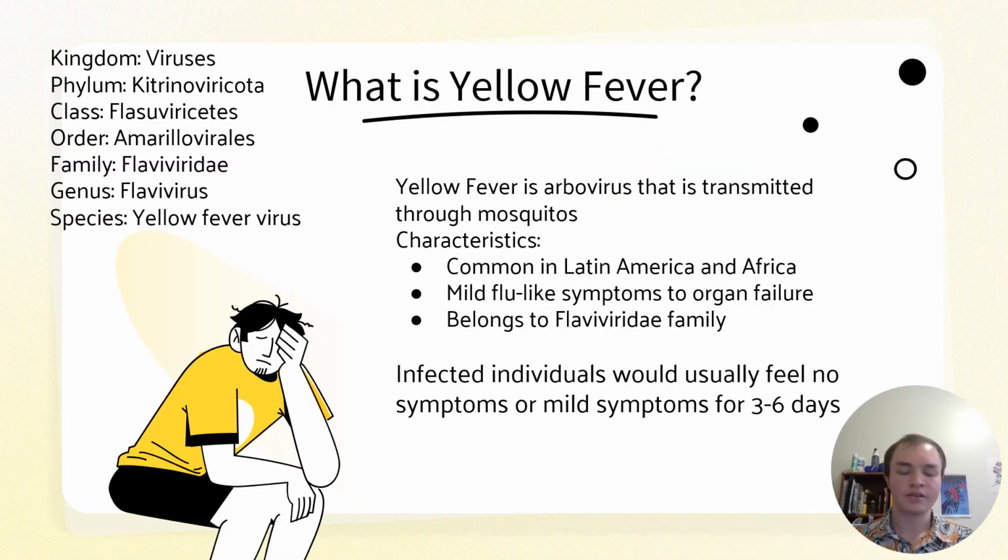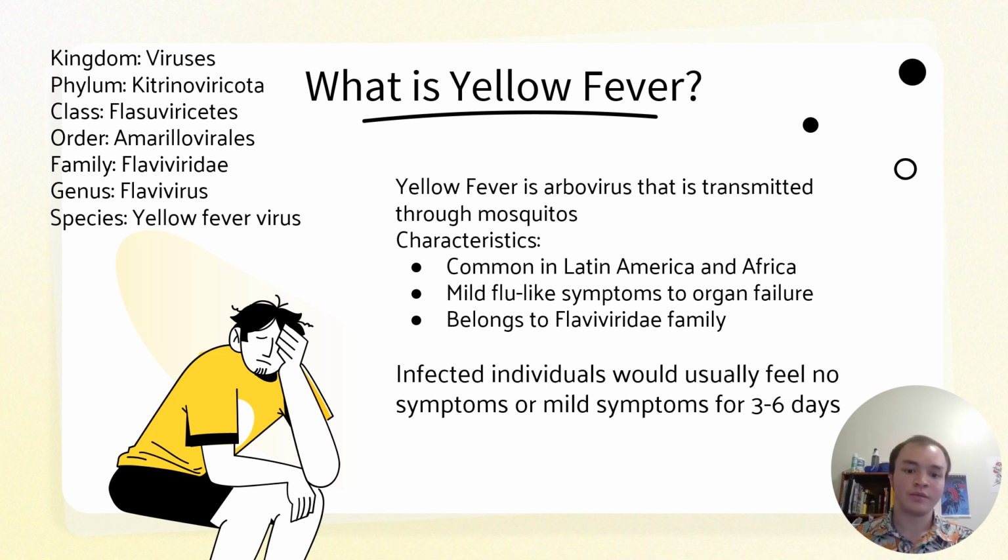So what is yellow fever disease? Yellow fever is an arbovirus that is transmitted through mosquitoes. An arbovirus is a group of viruses that is spread to people by the bite of infected arthropods, mosquitoes in this case.